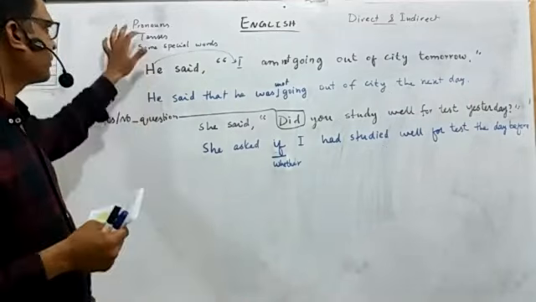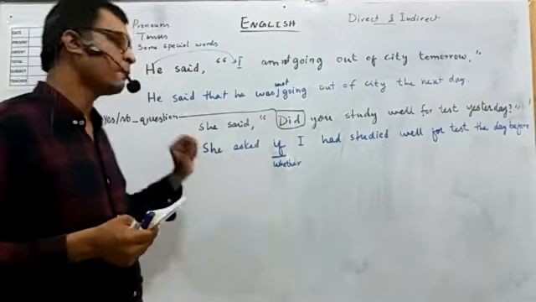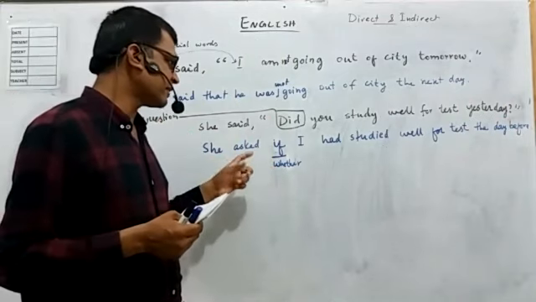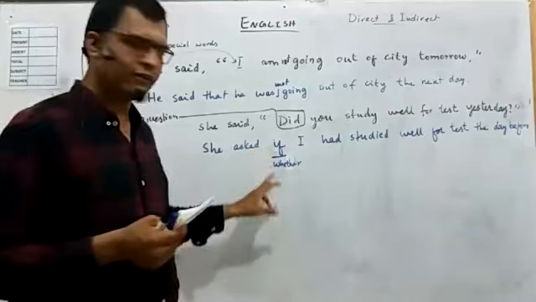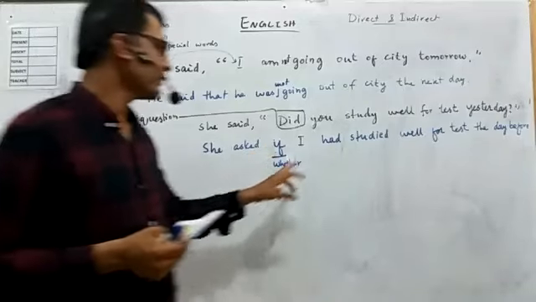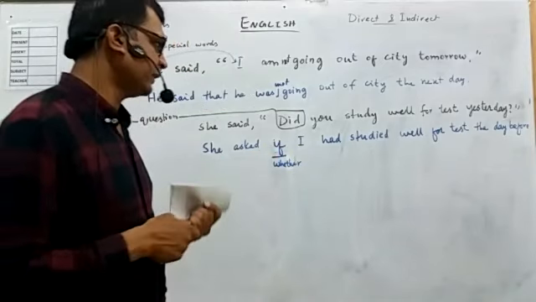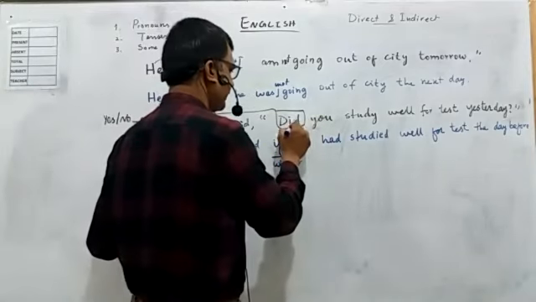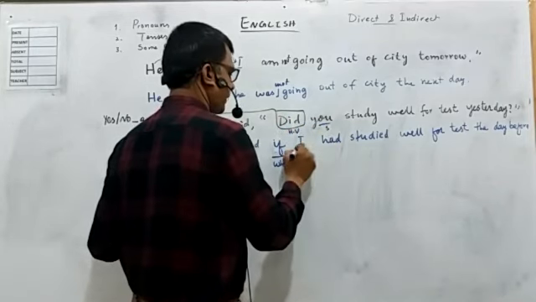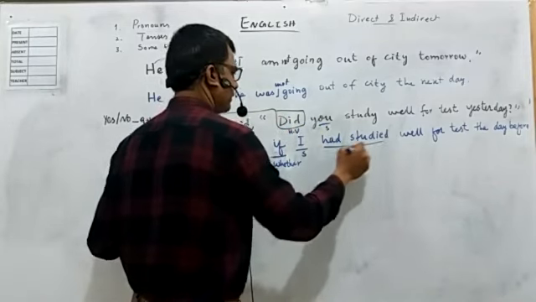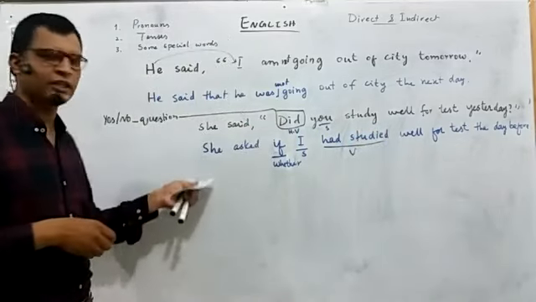All three things, pronouns, tenses, and special words, are to be kept in our view. The plus thing is that in yes-no question, if and whether is there, and then the order of subject and verb is changed also. Here we have helping verb before, and then we have subject. Here we have subject and then helping verb and then the verb. So yes-no question will be changed in that way.